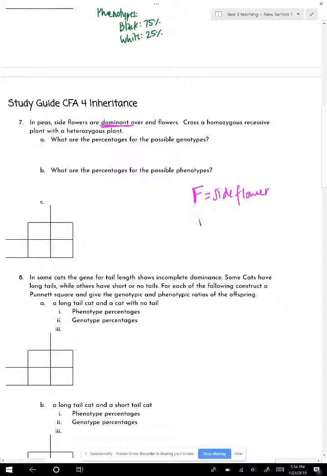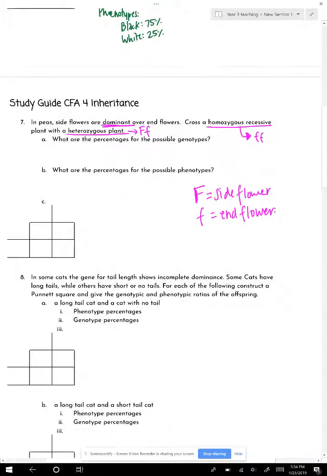And a lowercase f is going to mean that it is an end flower. And they are going to cross a homozygous recessive with a heterozygous. So homozygous recessive, again, if you guys are looking at your cheat sheet you made in class, homozygous, homo means the same, recessive means that's going to be the lowercase letter. So homozygous recessive looks something like this, and a heterozygous plant, heterozygous means two different ones, so I'm going to have a capital F and a little f. So those are my things on there.